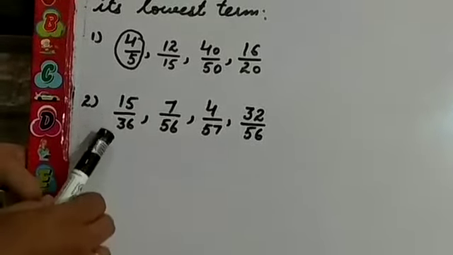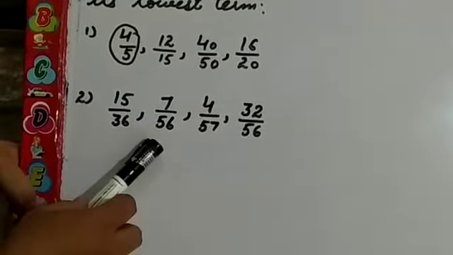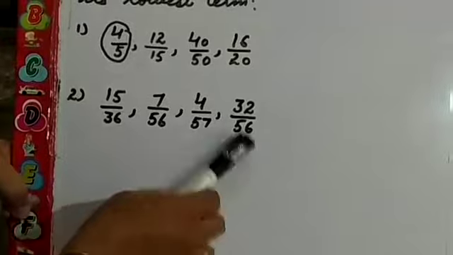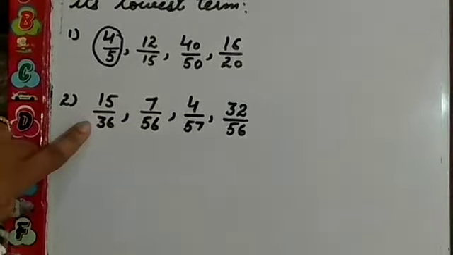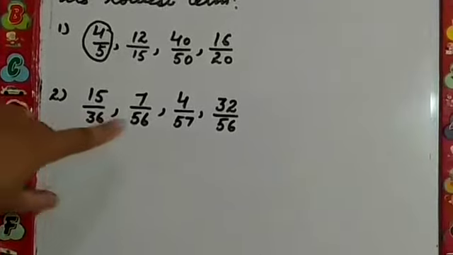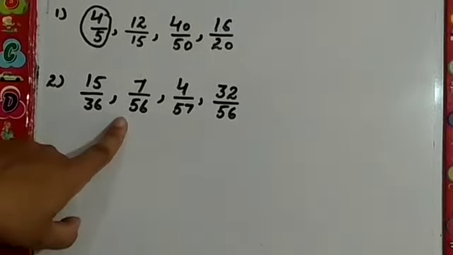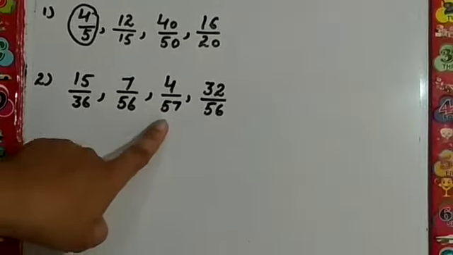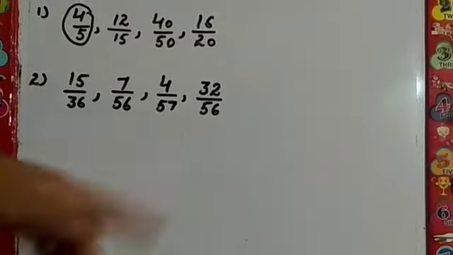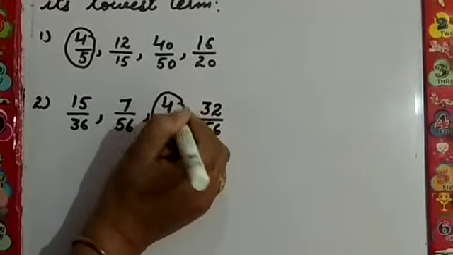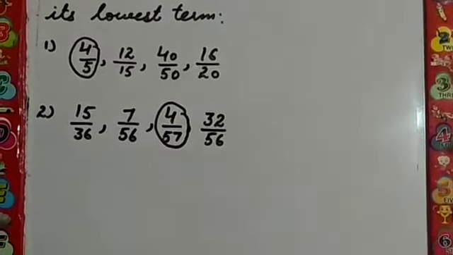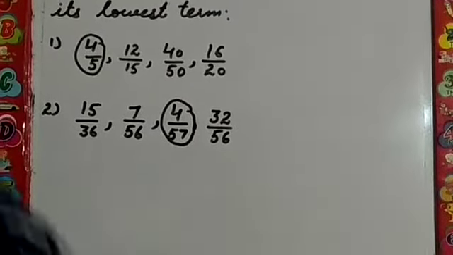Second is 15 by 36, 7 by 56, 4 by 57, 32 by 56. Now out of these, 15 by 36 is divisible by 3, 7 by 56 is divisible by 7, 4 by 57 has no common factor between them. It means 4 by 57 is in its lowest term. 32 by 56 is also divisible by 8.